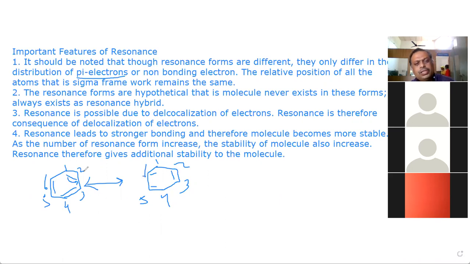Now all these 6 atoms remain the same. The position of the carbons has not changed. The sigma bond, or sigma framework, remains the same. Only the pi electrons are now shifted. In the first case, 1 and 2 have the carbon-carbon double bond, and in the second resonating form, 2 and 3 have the carbon-carbon double bond.